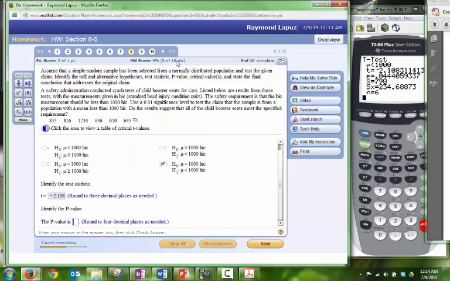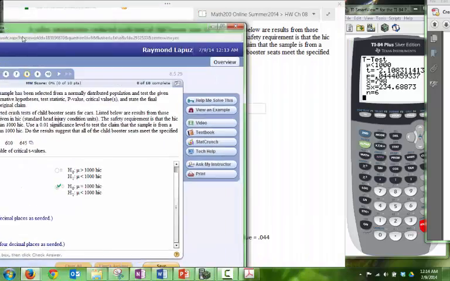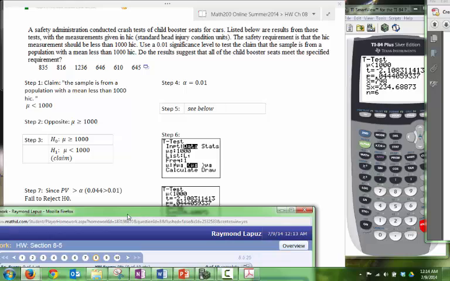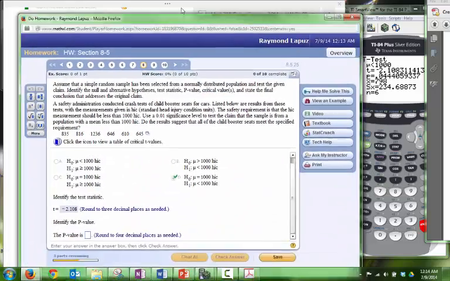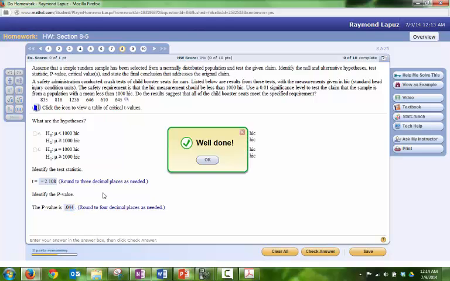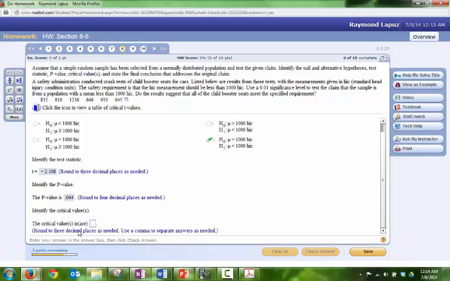And then our p-value, round off to 4 decimal places. Our p-value is 0.044. That should probably be good enough. And then our critical values. Now, we didn't find our critical values.